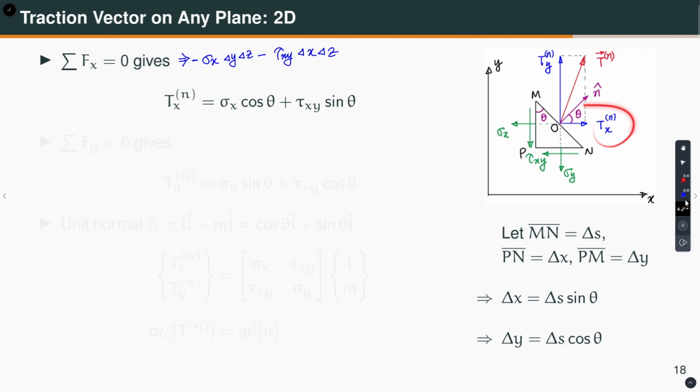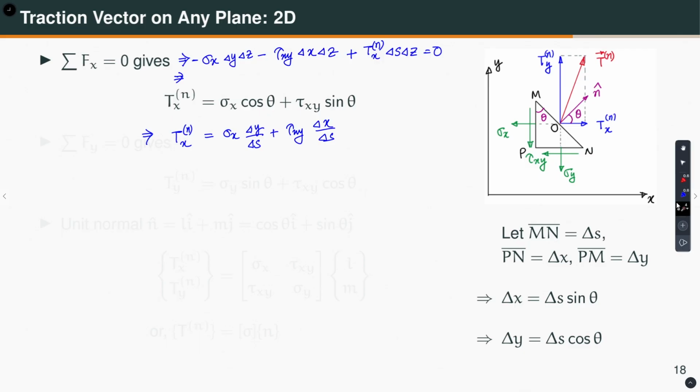Okay. This should be equilibrated with that. So, this is in the positive x direction. So, Tnx multiplied by what is the area on which it is acting? It is acting on delta s into delta z, is equal to 0. Okay. So, now if you keep this Tnx on the left hand side and take everything to the right hand side and divide by delta s, then what do you get? Sigma x into delta y by delta s plus tau xy into delta x by delta s.